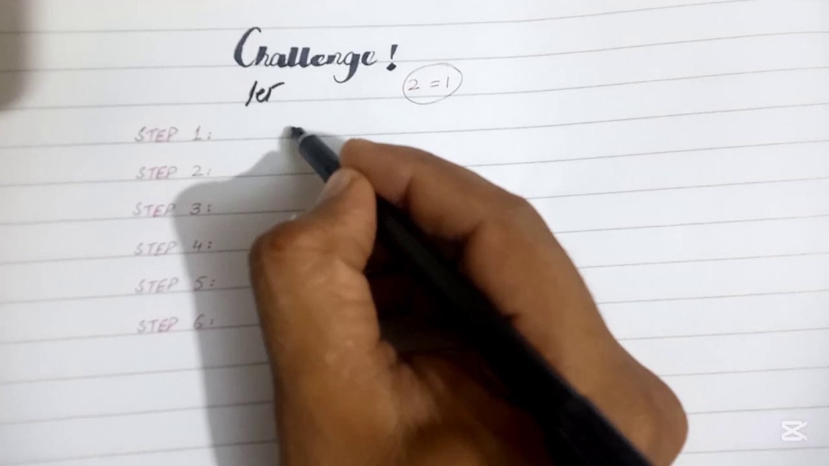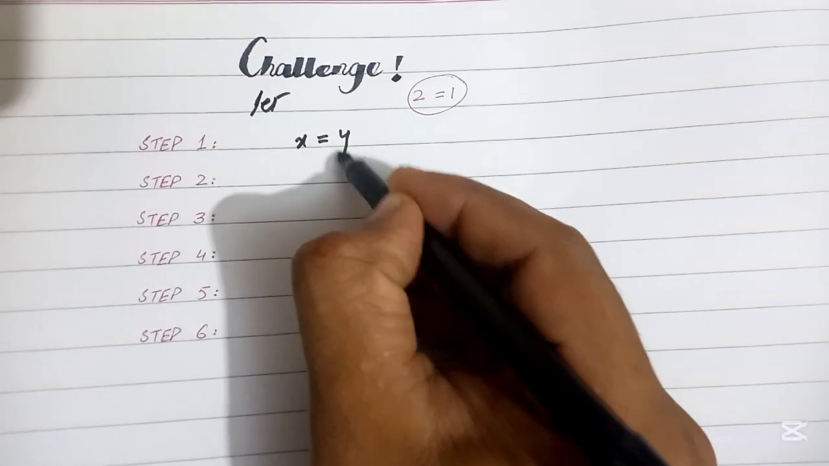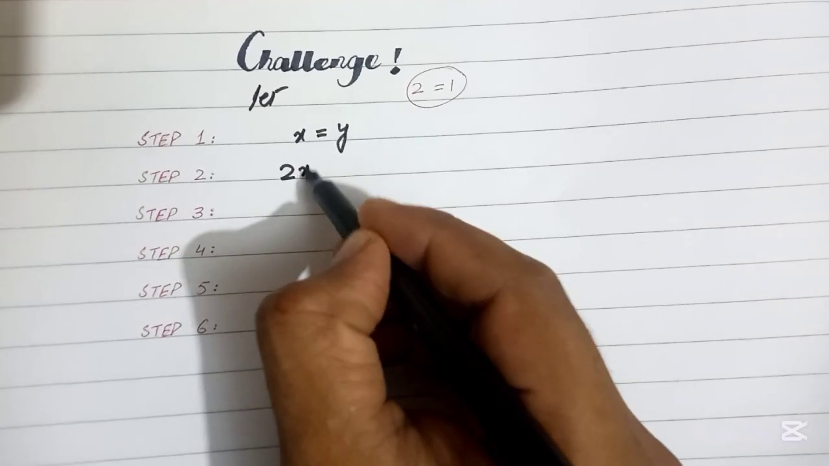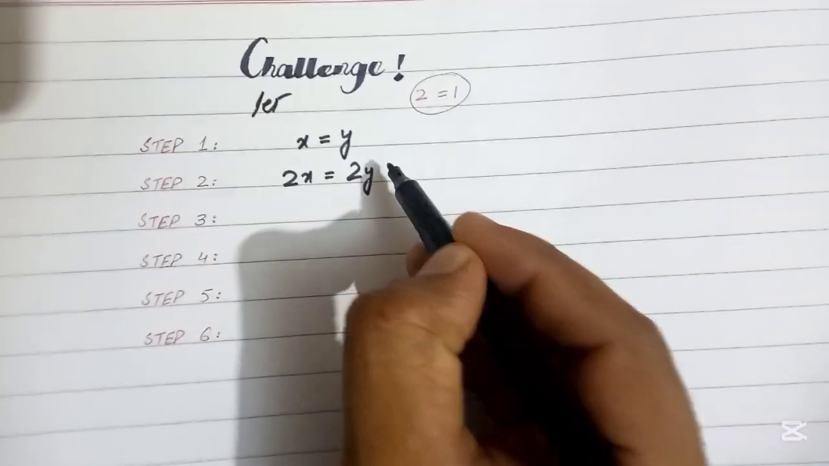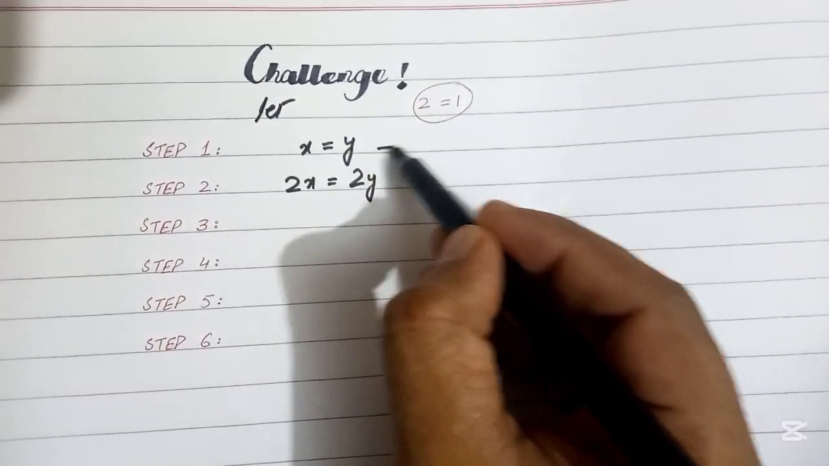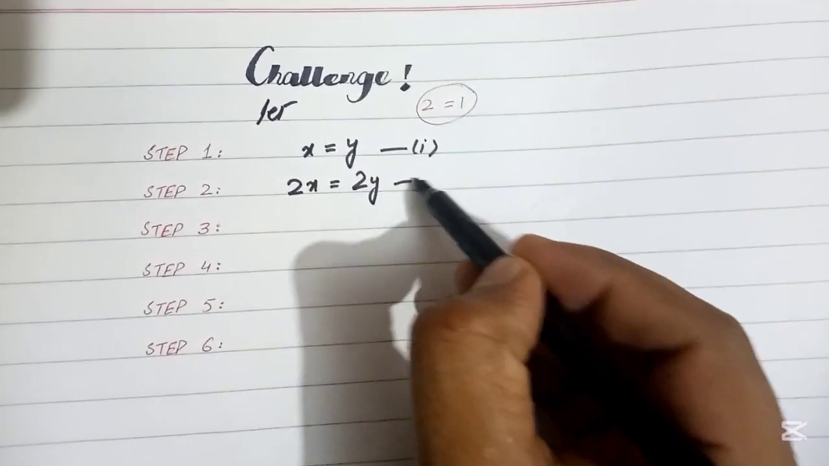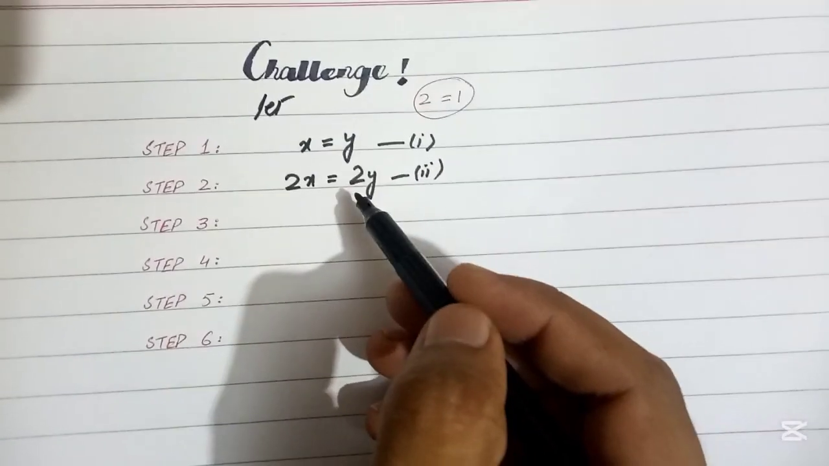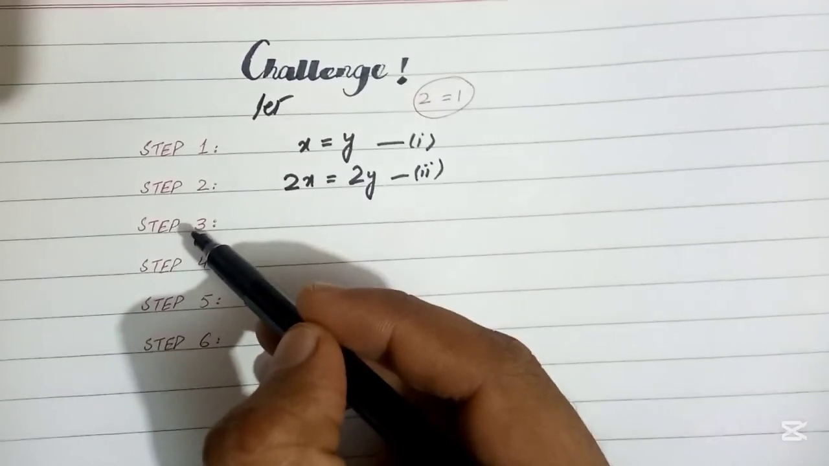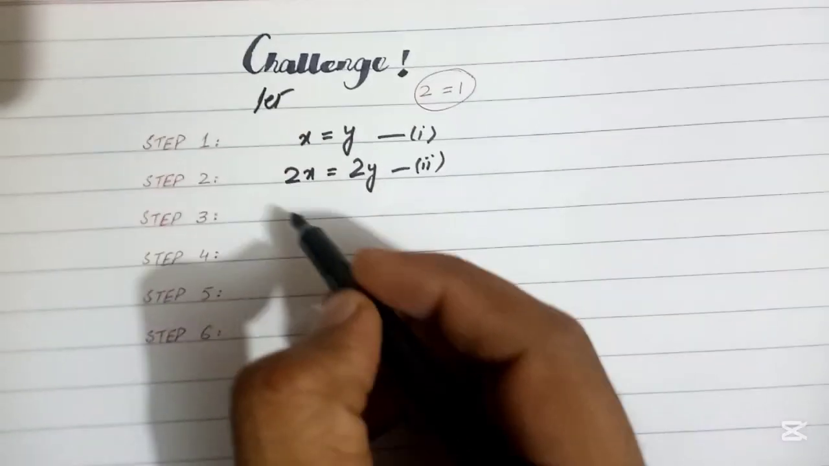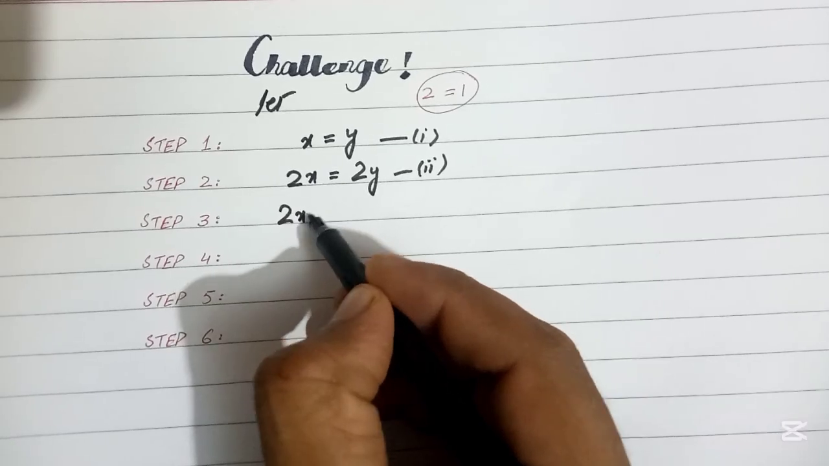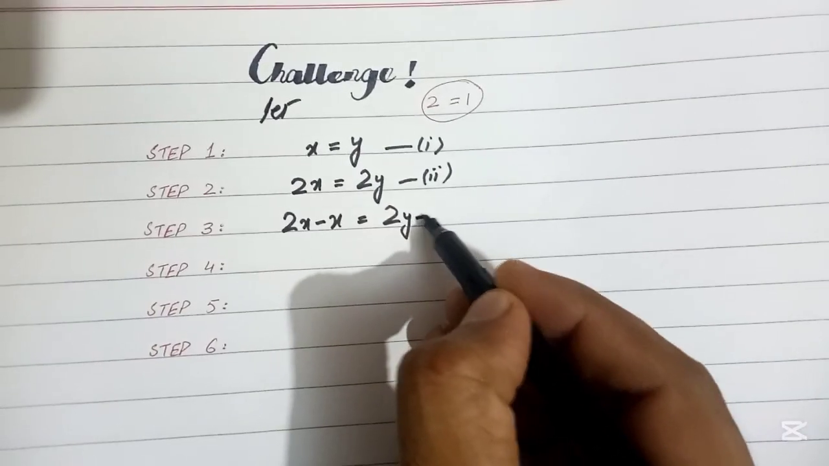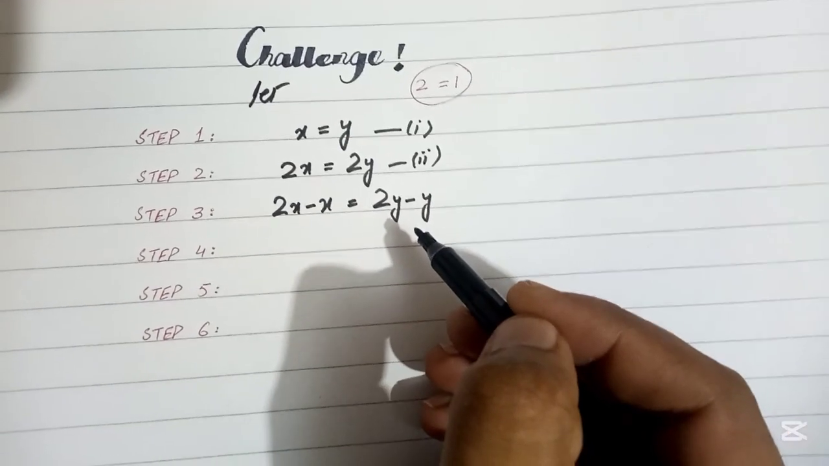Let x equals y. Second step, multiplying 2 on both sides. If we assume these two equations as number 1 and 2, then we will subtract these two equations in step number 3. Subtracting these equations, we get 2x minus x on left side and 2y minus y on right side.